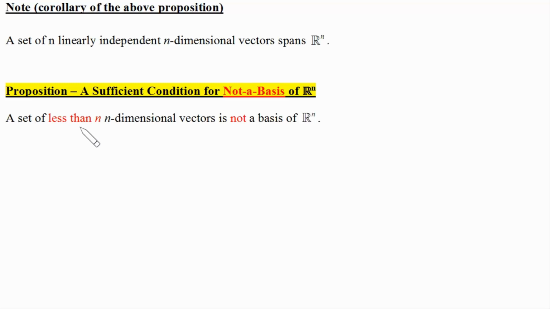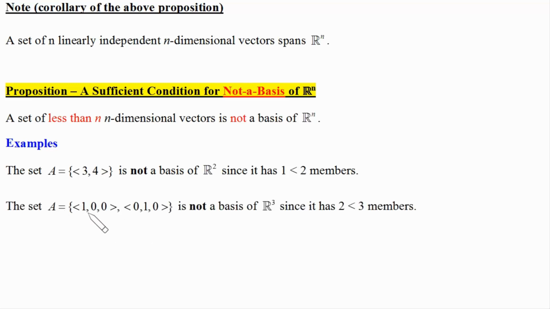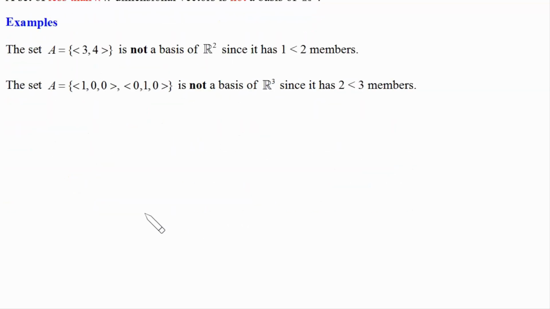So if I have less than n vectors, doesn't matter linearly independent or otherwise, less than n will never be a basis. So for example, if I take the set A, which has just the single vector (3, 4), it will not be a basis of R2 because it has less than 2 members. And another example, this set containing these two three-dimensional vectors will not be a basis of R3 because it has less than 3 members.